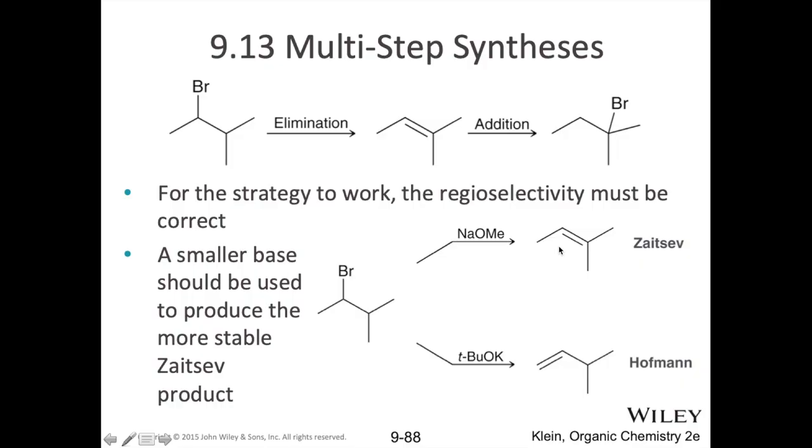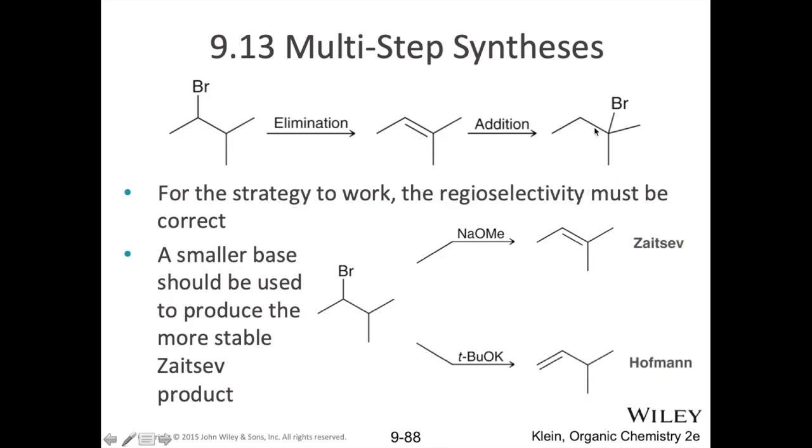Okay, so think back to the last chapter where we looked at elimination reactions. How did we control the Zaitsev versus Hofmann product? Well, we use a bulky base to get the Hofmann product, right? So we know then that we want a smaller base, like sodium methoxide, one of those, to make our Zaitsev product, because that's what we need for this reaction.